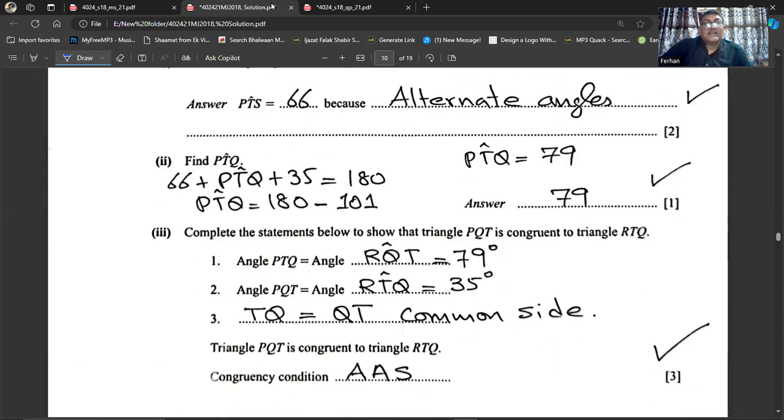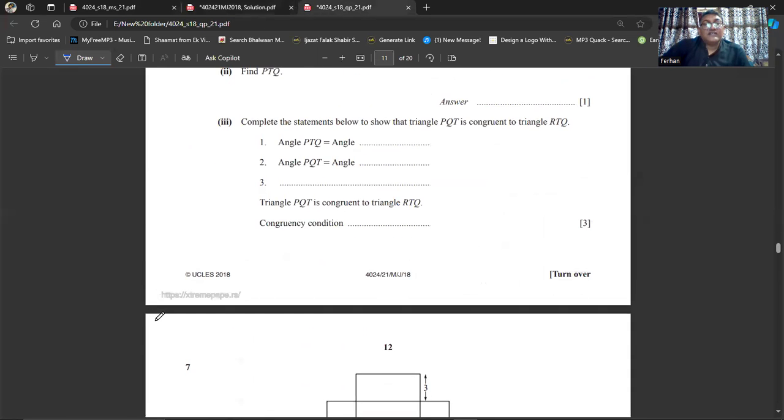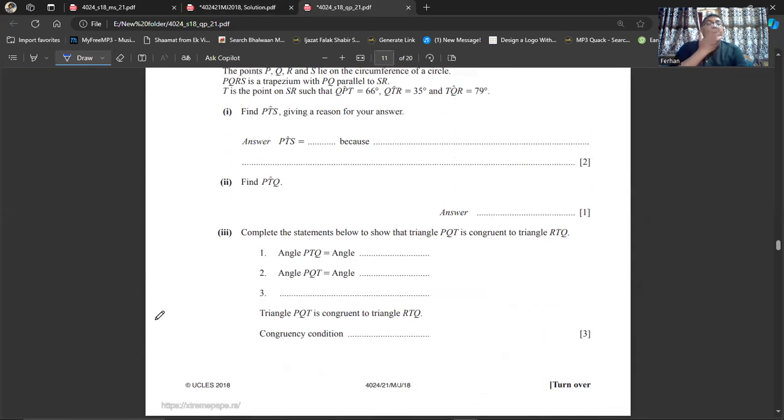Okay, then the next question is complete. This was the second portion, PTQ. We are done with this.